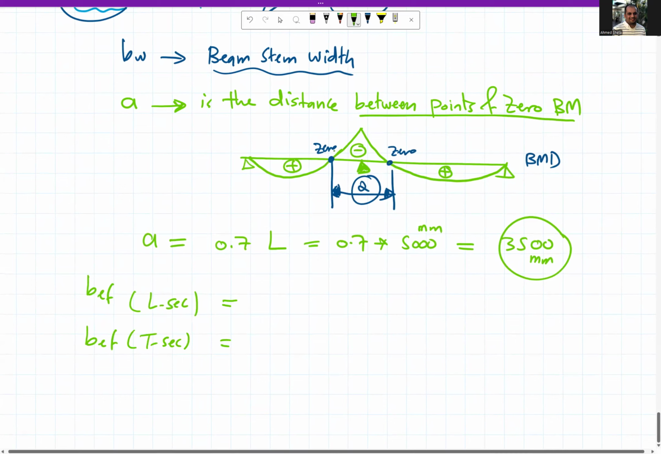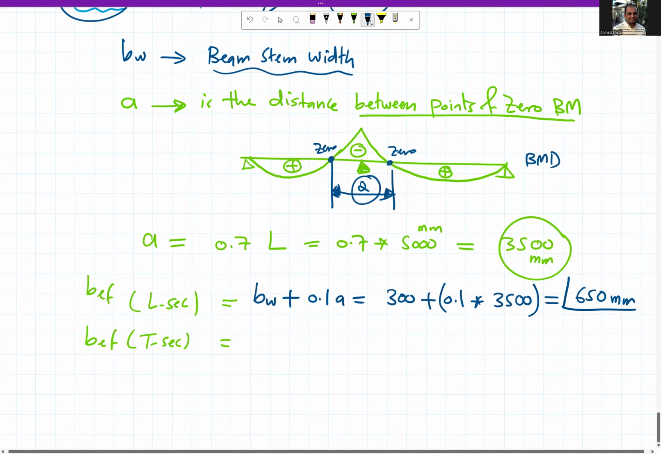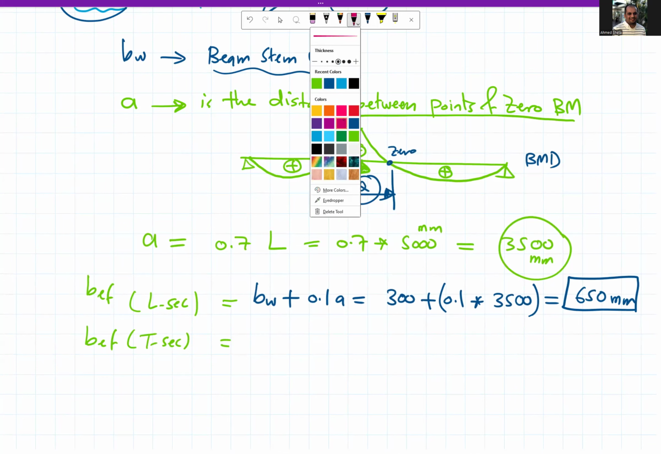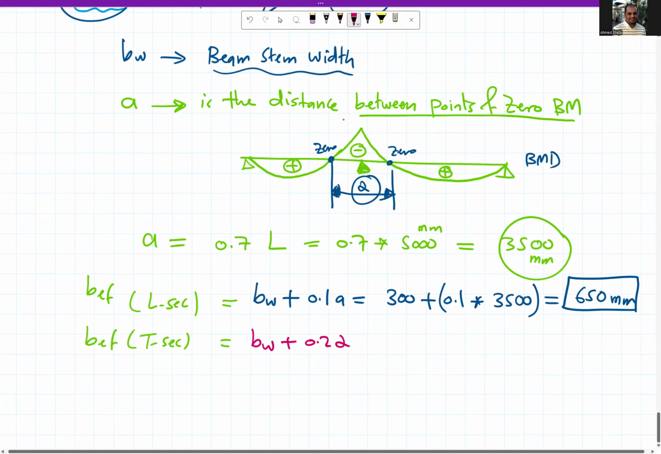So now we can find B effective for L section and B effective for T section, which is required in our problem. For L section, we have BW plus 0.1 A, so it is equal to 300 plus 0.1 times 3,500 equal to 650 millimeter. For T section, we will have BW plus 0.2 A equal to 300 plus 0.2 times 3,500 equal to 1,000 millimeter.